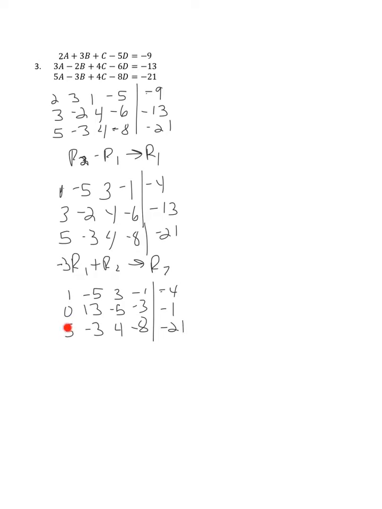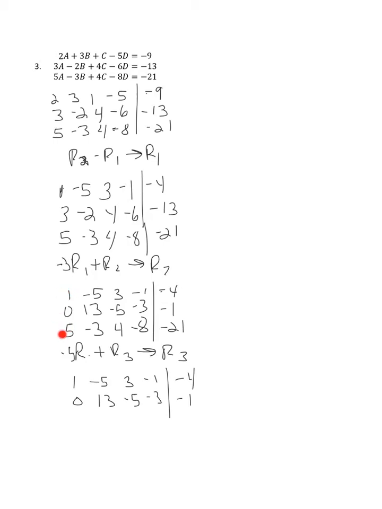Okay, now I want this one to become 0. So I'll take the row 1 times -5 and add row 3. Stick that in row 3. Okay, so -5 plus 5, 0. Let me put the top rows in there. 1, -5, 3, -1 at -4, 0, 13, -5, -3 at -1. Okay, now I'm doing it.